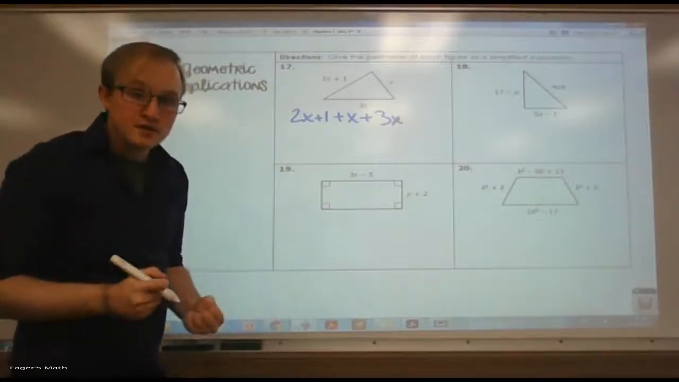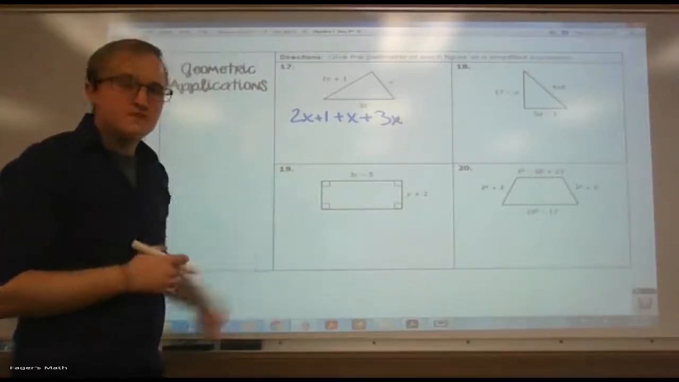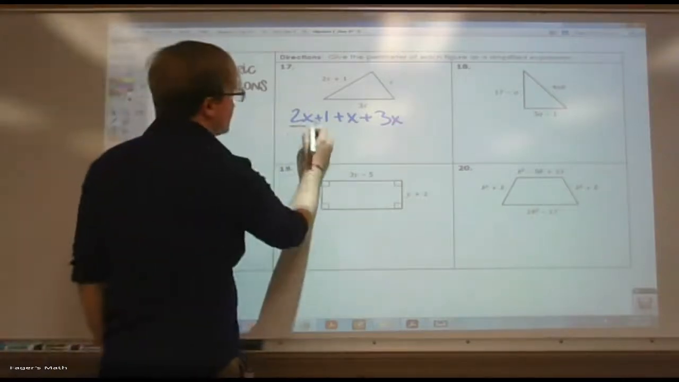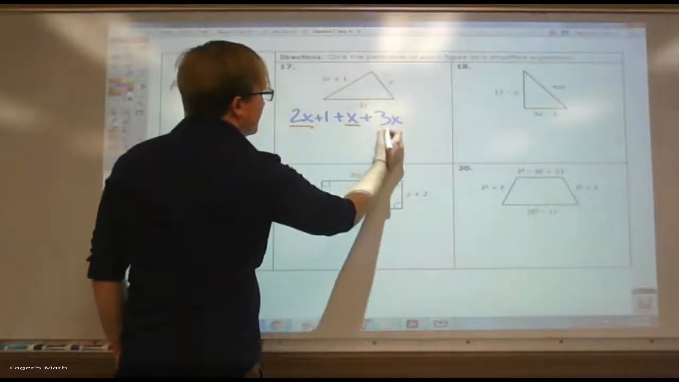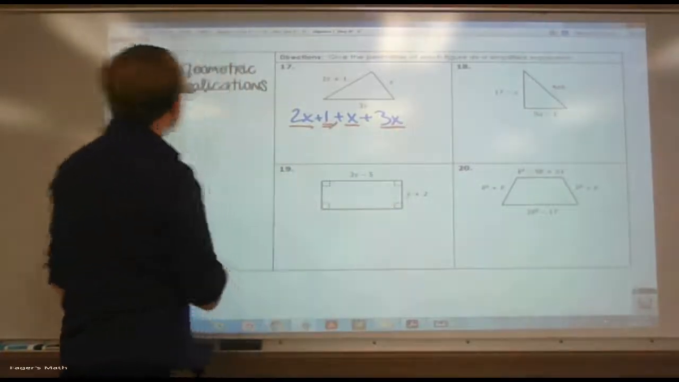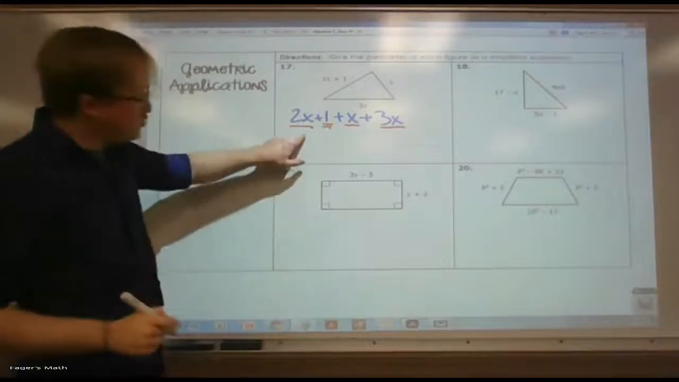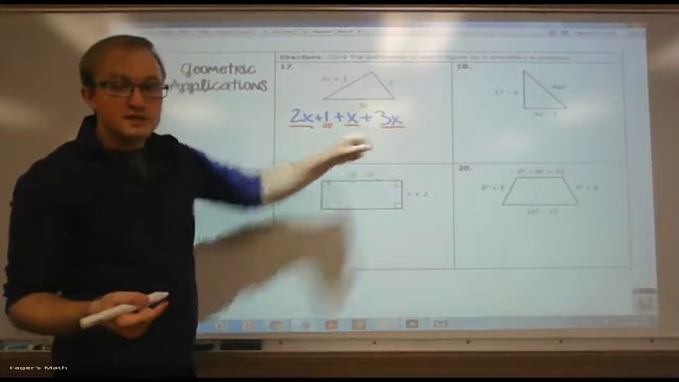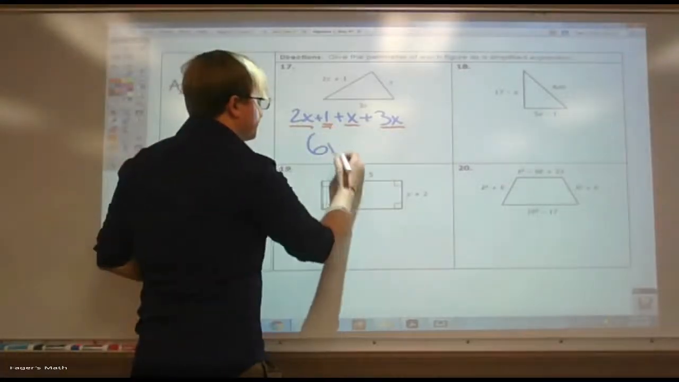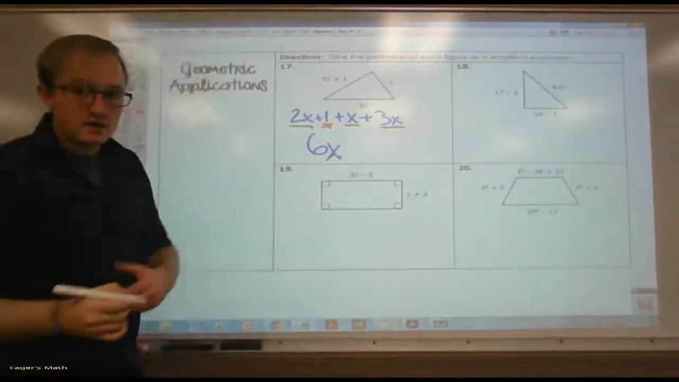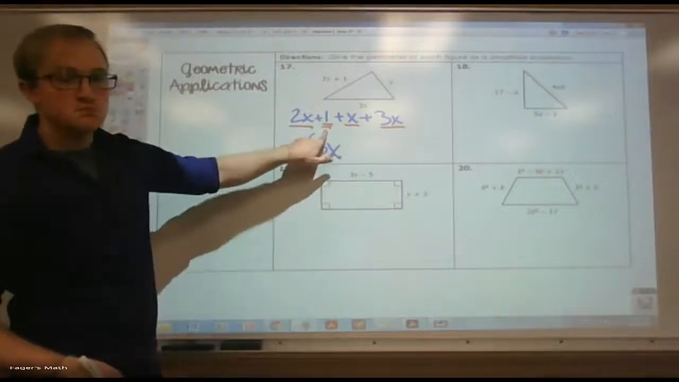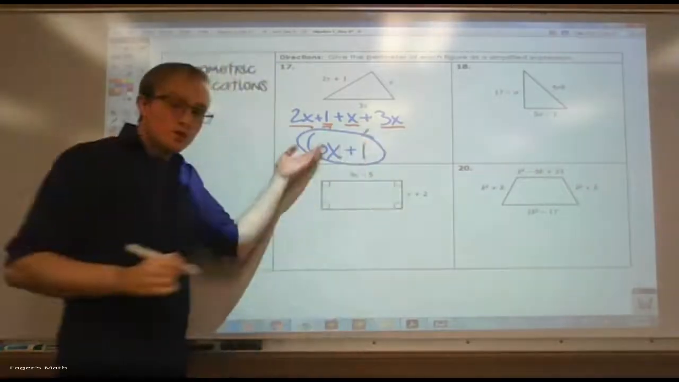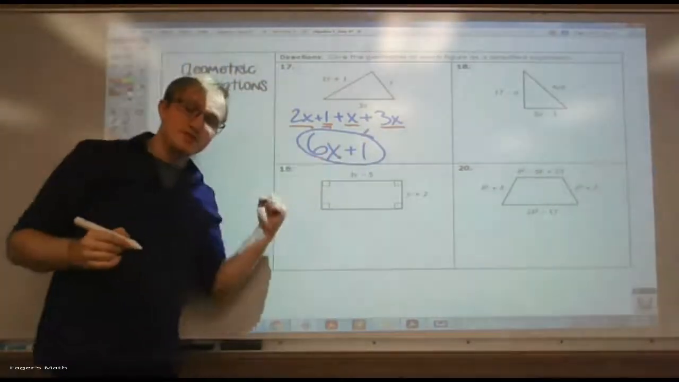Now I want to combine the like terms and get something simplified. So I have 2x, I have an x, and I have a 3x. Then I have just a constant. All right, so 2x plus 1x, because that's what it is, that's 3, plus 3 is 6. So we have 6x. And then we just add in the constant. Where's the constant? It's just 1. So 6x plus 1. And that's all we're looking for. This is a simplified expression.